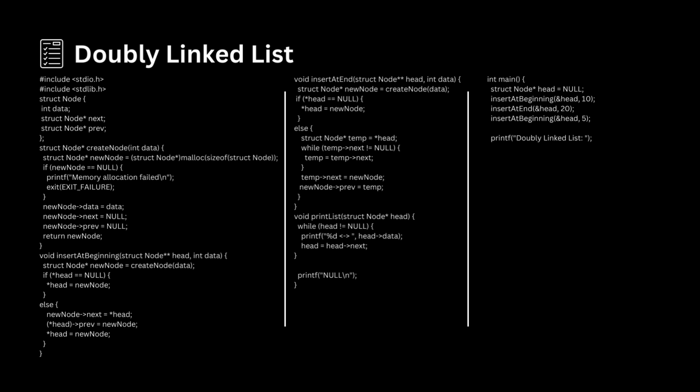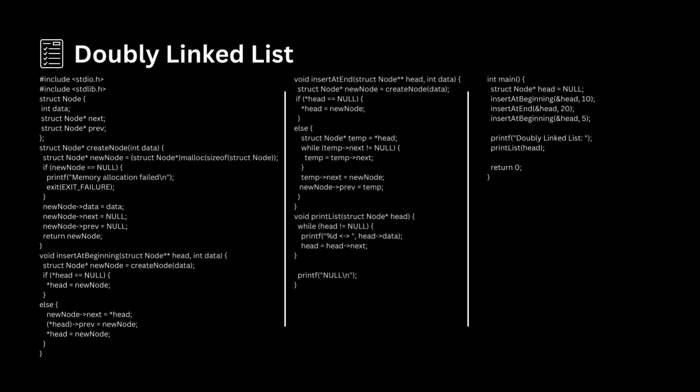This line prints a message indicating that the following output will be the representation of the doubly linked list. This line calls the print list function to print the elements of the doubly linked list, starting from the head pointer. This line indicates that the program executed successfully and 0 is returned to the operating system.